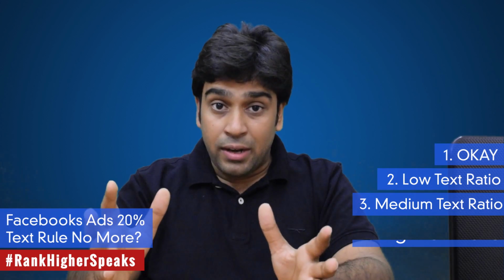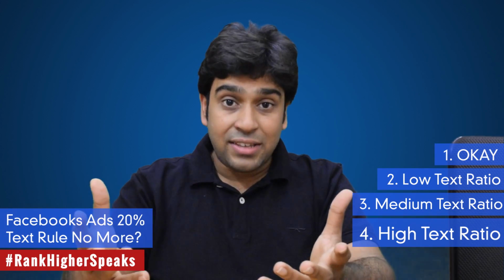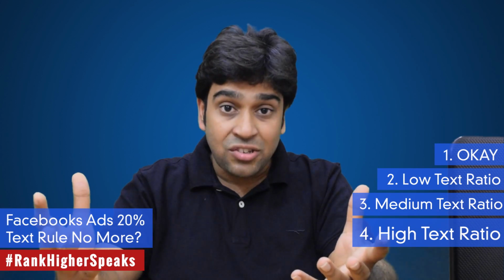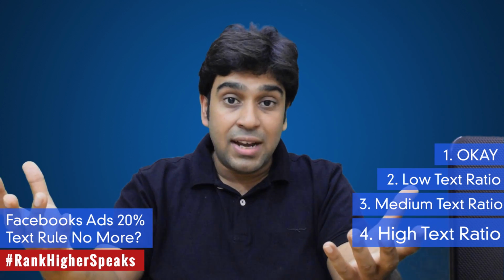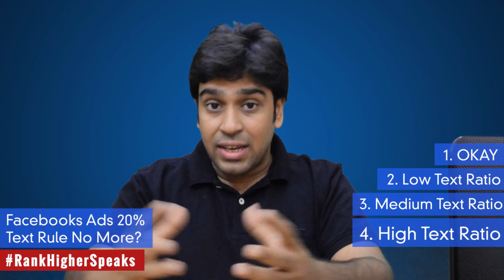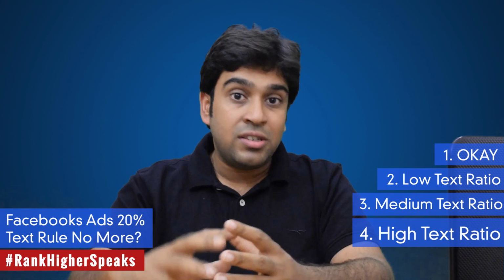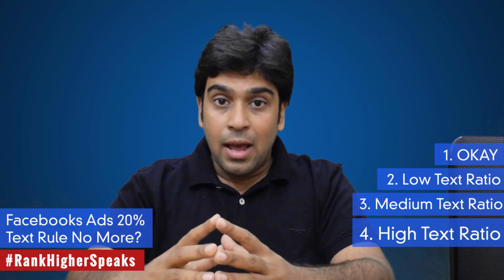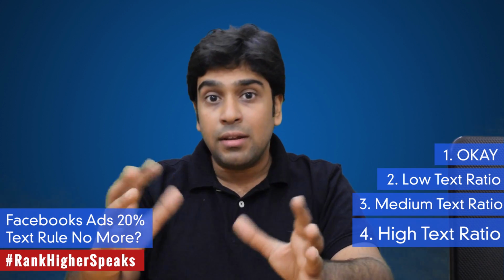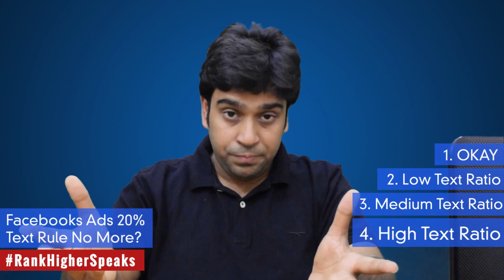Now the last bit, it's called the high text ratio, which means you are having pretty much over 80% text, 80% to 100% text on the image. Now that is massive. And Facebook says that you're trying to test the borders here, you're trying to push things to the limit, and it may or may not be approved. If it is approved, then the reach of the ad may go down.